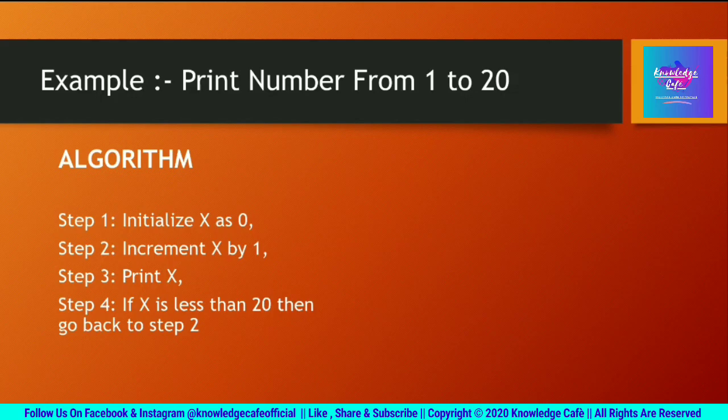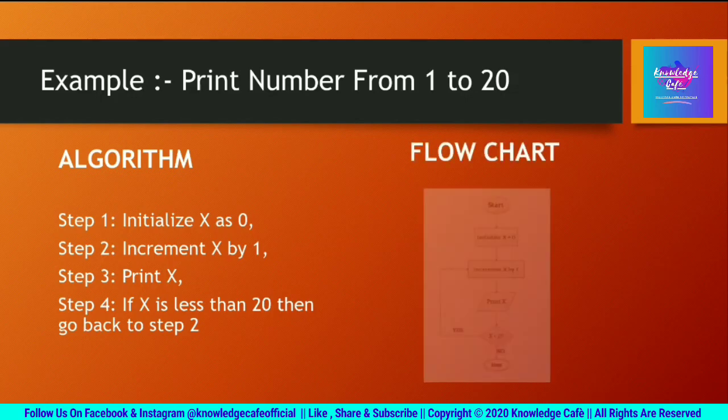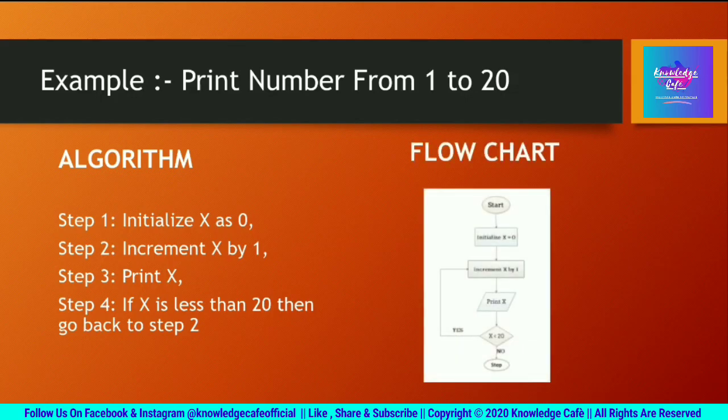Let's see its flowchart. Start, initializing x as 0, increment x by 1, printing x, and let's see the decision box. Is x less than 20? If yes, then go back to step 2. If no, then stop.